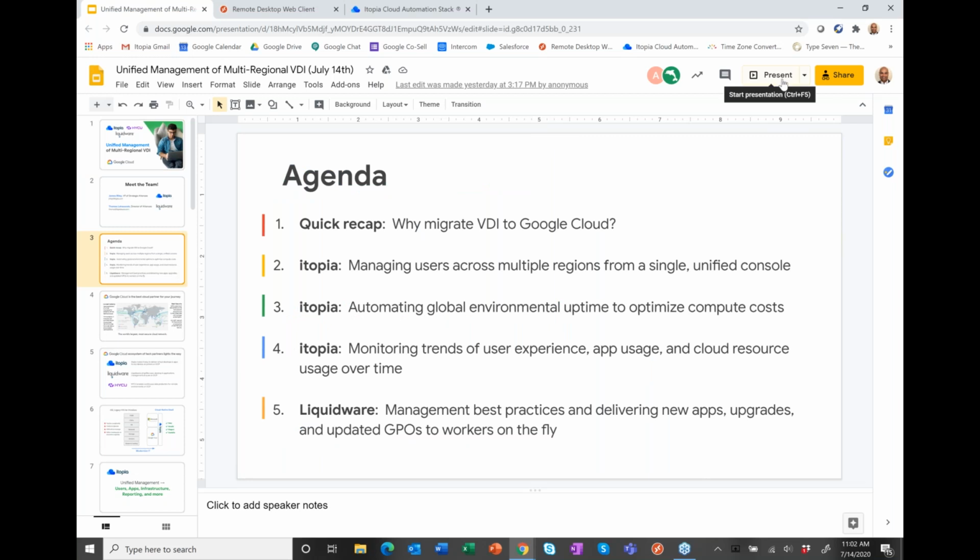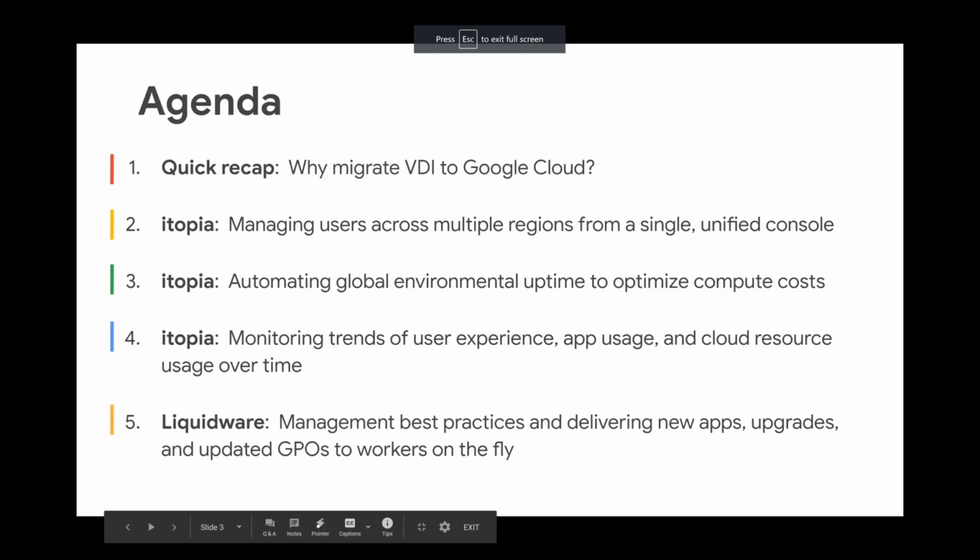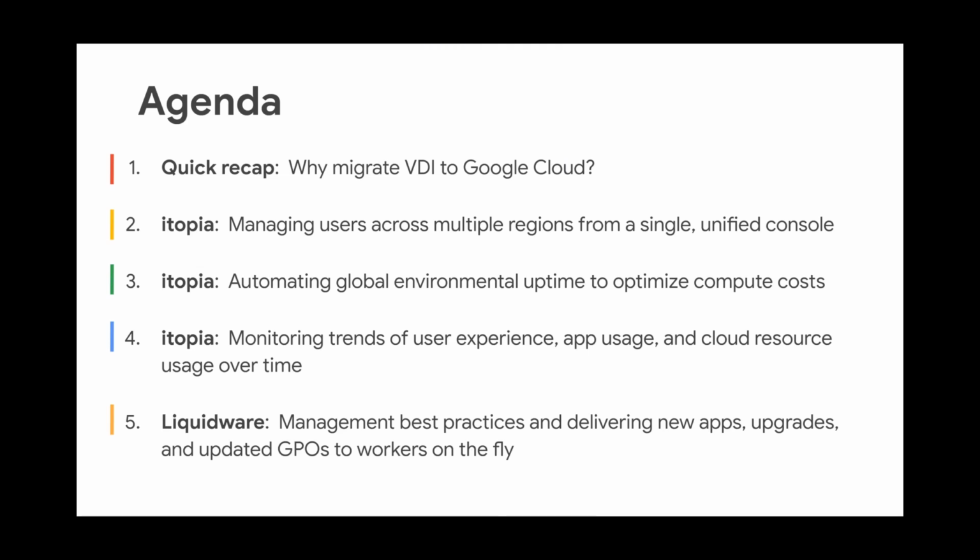So just to kick off the agenda, we'll provide a quick recap of migrating VDI to Google Cloud. We're also going to discuss managing users across multiple regions from a single unified console. We'll also talk about automating these environments and providing the correct uptime and ways to optimize compute costs. We'll also discuss monitoring trends of user experience, app usage, and your cloud resource usage over time. And then we'll wrap up with Liquidware, really discussing their management best practices to deliver new apps, upgrades, and updated GPOs to workers on the fly. So a great piece of technology that couples very well with running VDI on GCP.